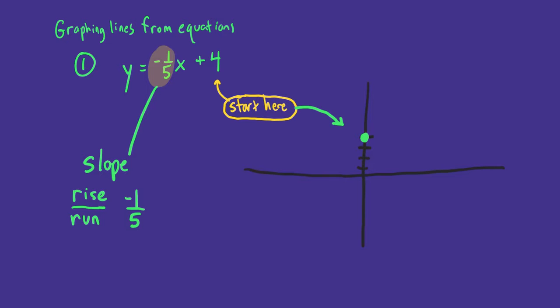So from that point that we just set, the 4, we're going to rise negative 1. That means we're actually going to go down. We're not going to rise up. We're going to rise down 1, and then we're going to go to the right 5. So from the 4, we're going down 1 over 5, and we're going to put a point there. Okay, and that's pretty much all there is to that.